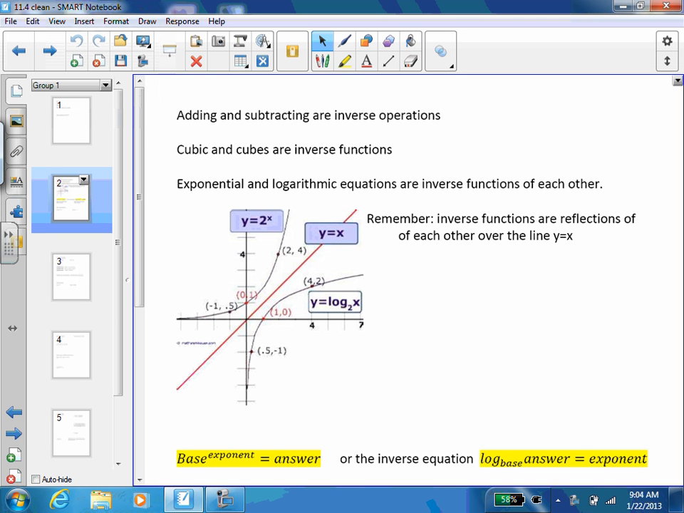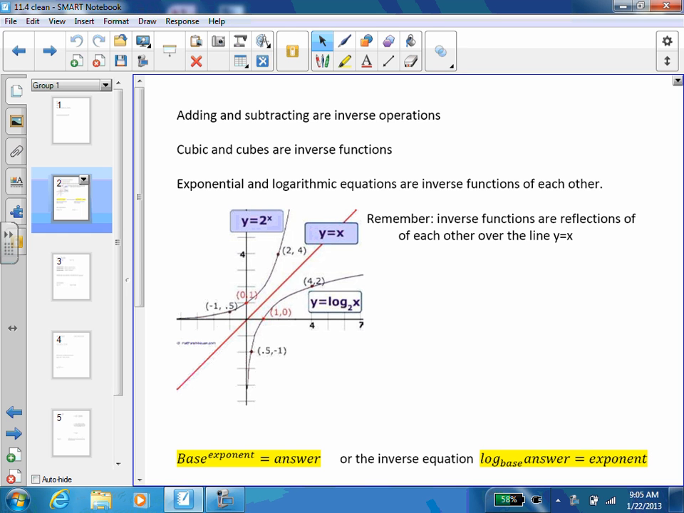Okay, so we have adding and subtracting. They undo each other, right? They're inverses of each other. Cubes and cubic roots are inverse functions of each other. Exponentials and logs. So we graphed exponential functions in the first three sections, right? They either increase or decrease. These are the log ones. They are reflected over the line y equals x.